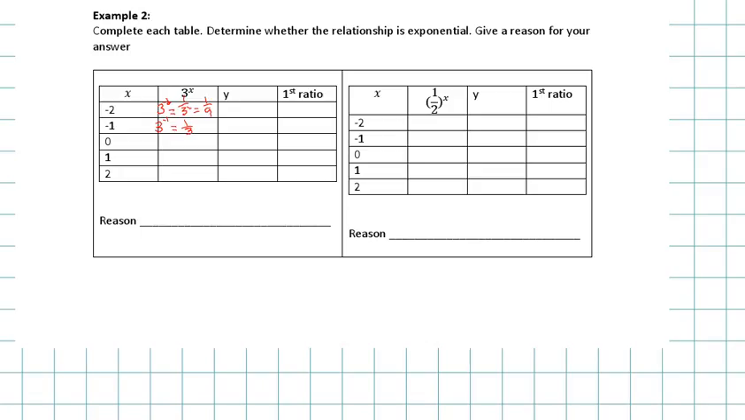Okay, how about 3 to the power of 0? 1. Yes. 3 to the power of 1? 3. 3 to the power of 2? 9. So I'm going to write the y values here. So 1 over 9, 1 over 3, 1, 3, 9.